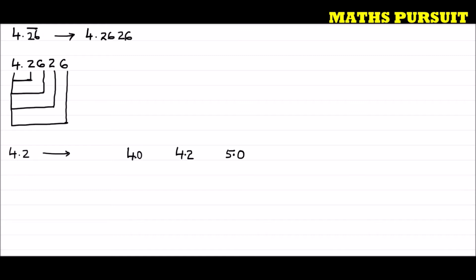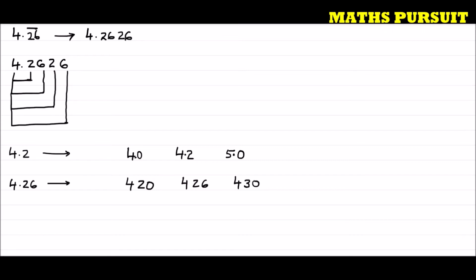Similarly, let us now pick up the other number, 4.26. Let us forget the decimal for the timing, and write this number 4.26 as 426. So 426 will fall in between 420 and 430.